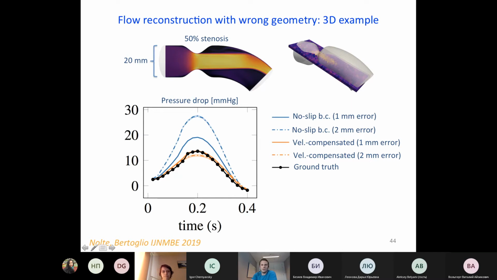The nice thing is that it's only two more parameters that you have to estimate. So that's quite good results for that simple model. Also, the model of the boundary condition is not exact for this case.